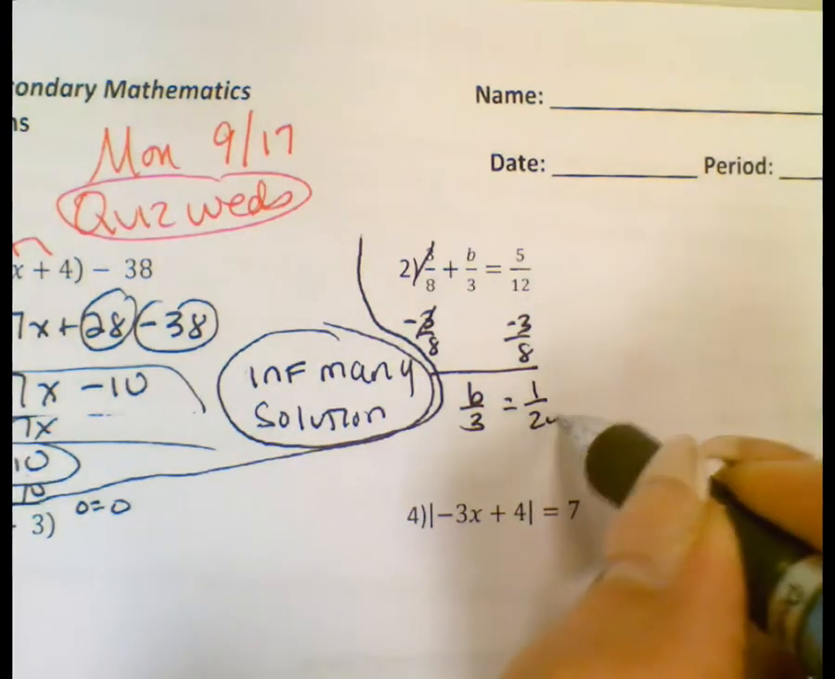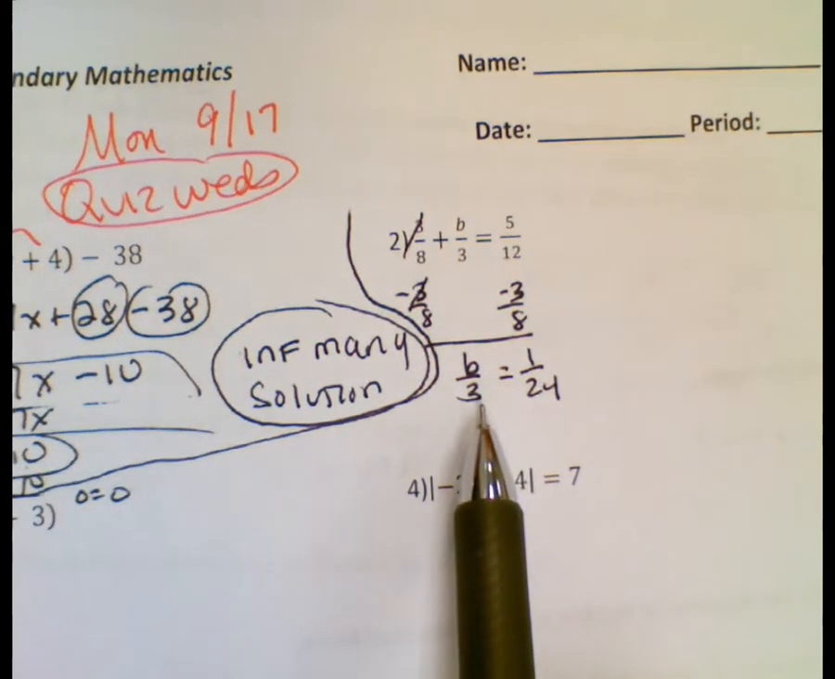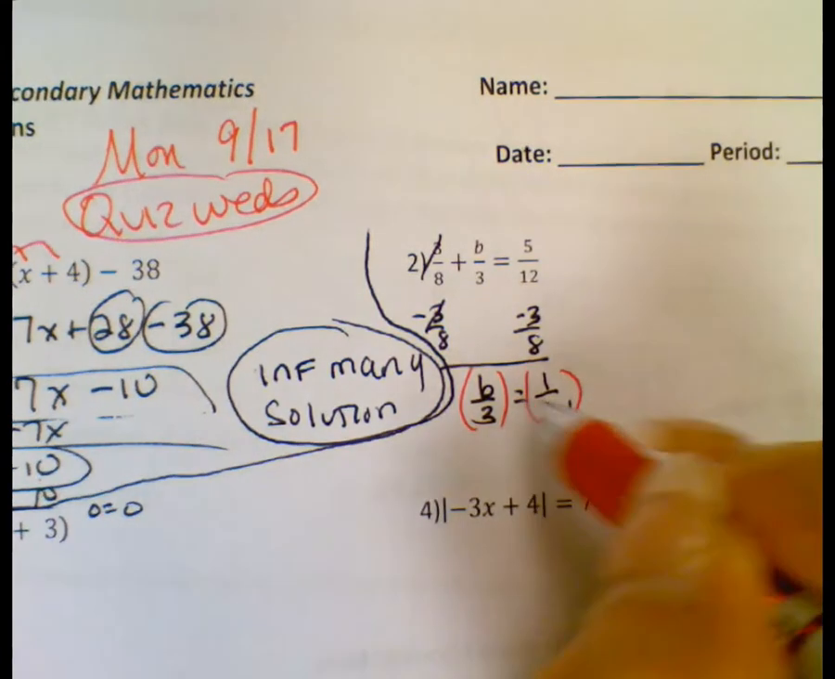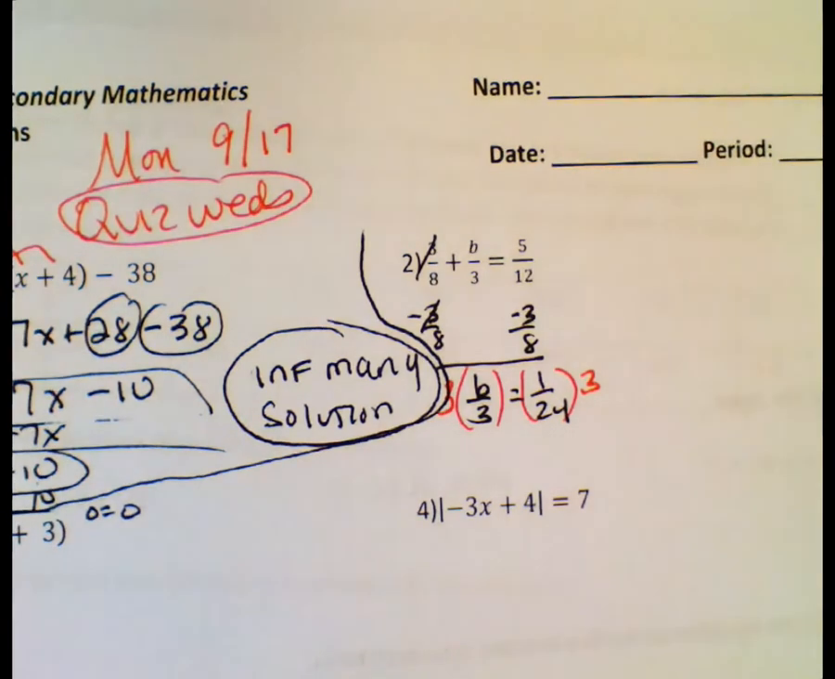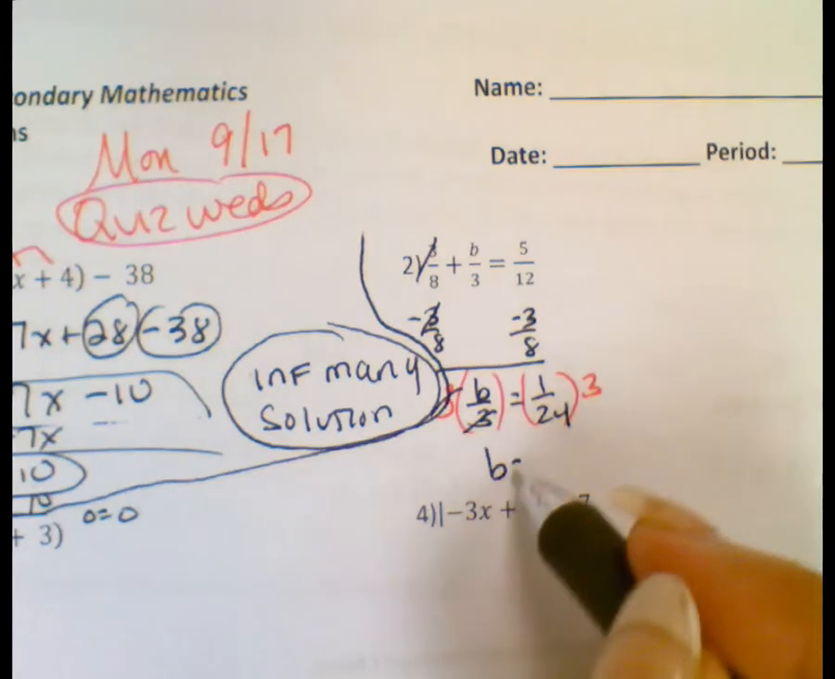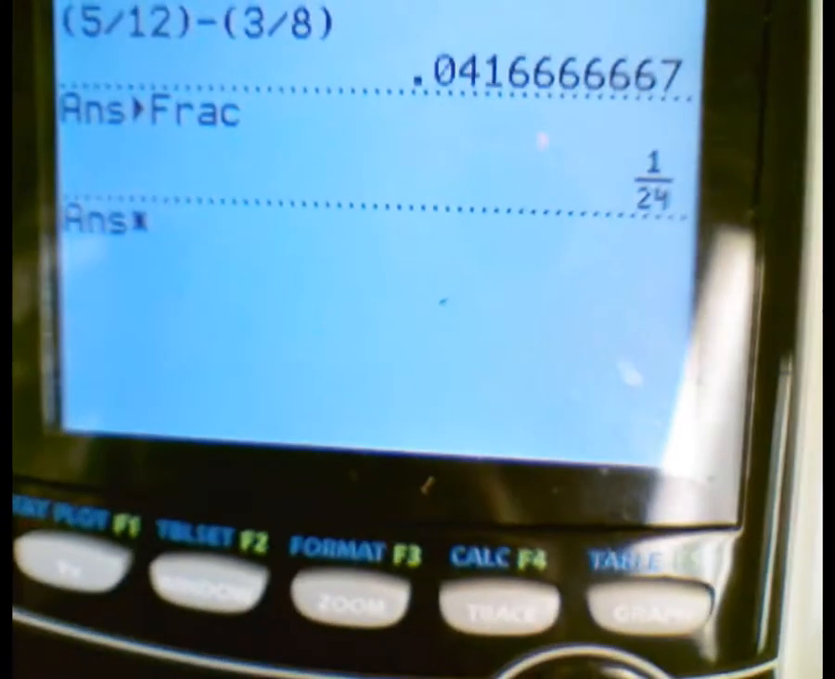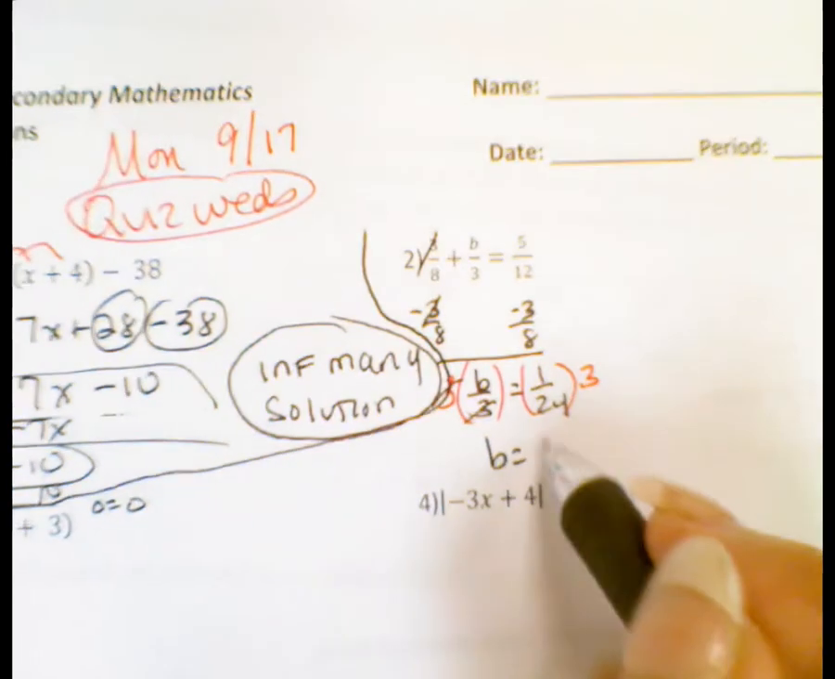That's not your final answer because you still have b divided by 3. So how do you get rid of a division of 3? Well, to get rid of a division of 3, you have to multiply both sides by 3. So on this side, the 3's cancel. But on this side, it's 1 over 24 times 3. So I already got the 1/24 on my calculator. So just put times 3. And you get 1/8.